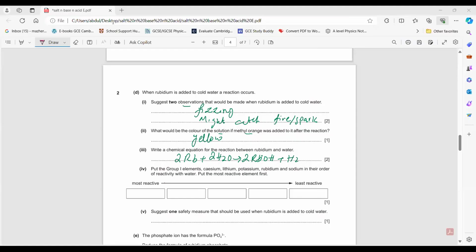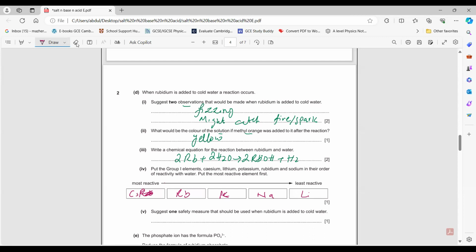Hold on. Reactivity series लिखनी है from most reactive to least one. So we have cesium, rubidium, पोटाशियम, और क्या है हमारे पास, सोडियम और लिथियम. बिकॉज डाउन द ग्रुप जाते हुए मेटल की रिएक्टिविटी क्या होती है, इंक्रीज होती है.